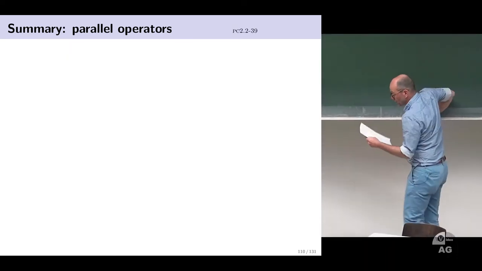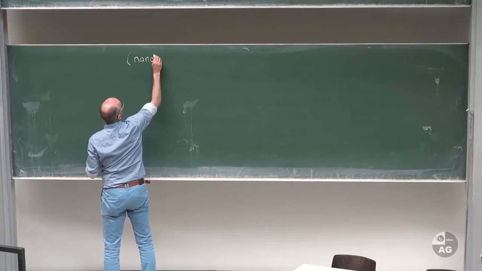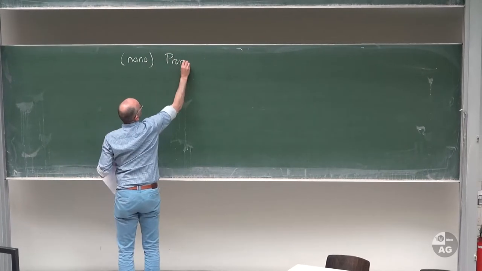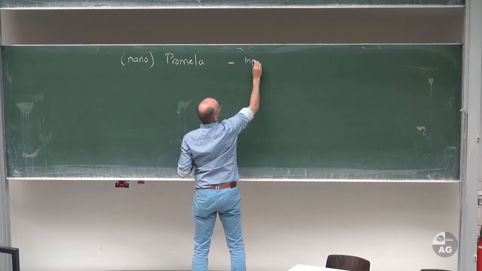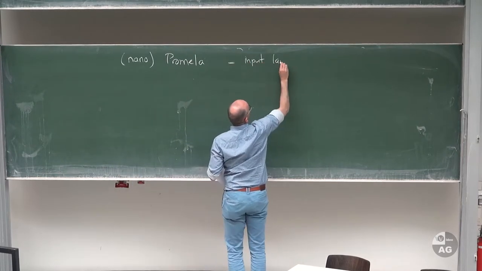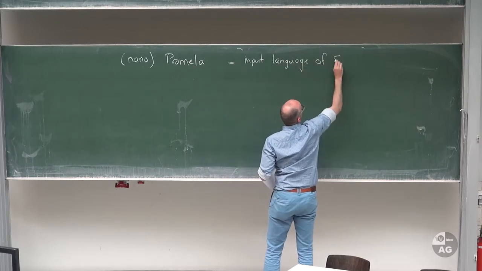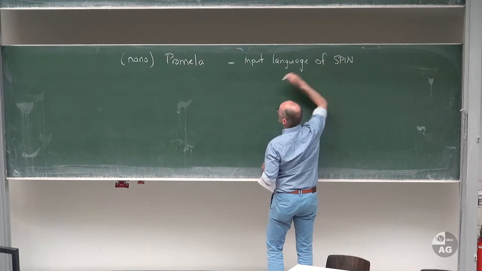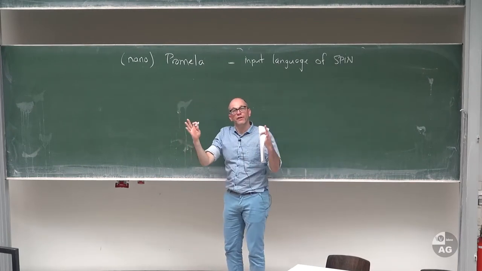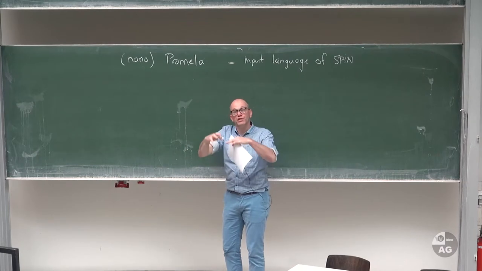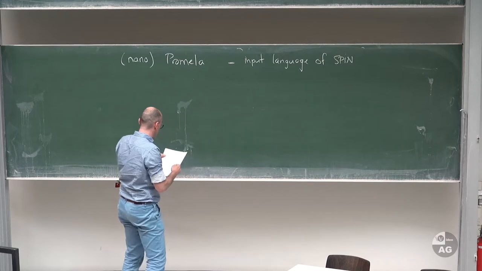And what I want to introduce is what I call nano-Promela. So Promela is the input language of Spin. If you want to run the model checker Spin, you have to provide models that are written down in this language. It's nano because I only consider a very small fragment. This language is much richer, and I only want to concentrate on the core.